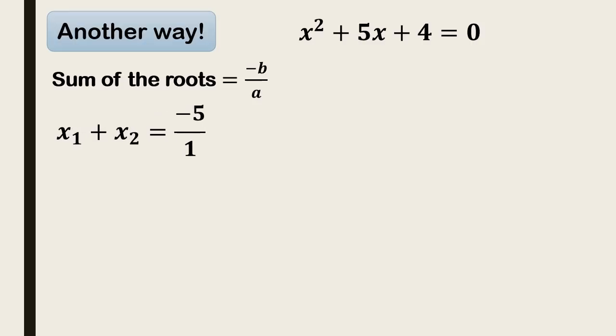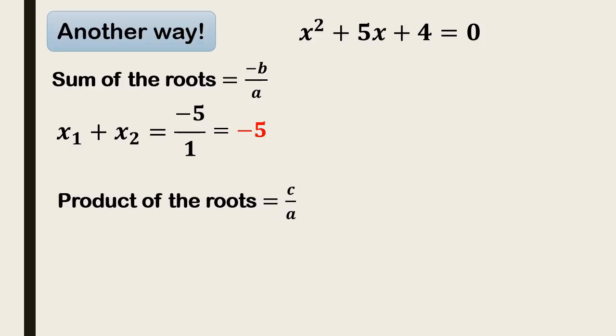So we have here x sub 1 plus x sub 2 is equal to, copy negative sign and put the value for b. So ang value natin ng b ay 5. That's why it will become negative 5 over the value for a is equal to 1, which is makikita natin kay x squared. So let's divide it. Negative 5 divided by positive 1, the answer is negative 5. So negative 5 divided by 1 is equal to negative 5. So therefore, the sum of the roots of the quadratic equation is equal to negative 5.